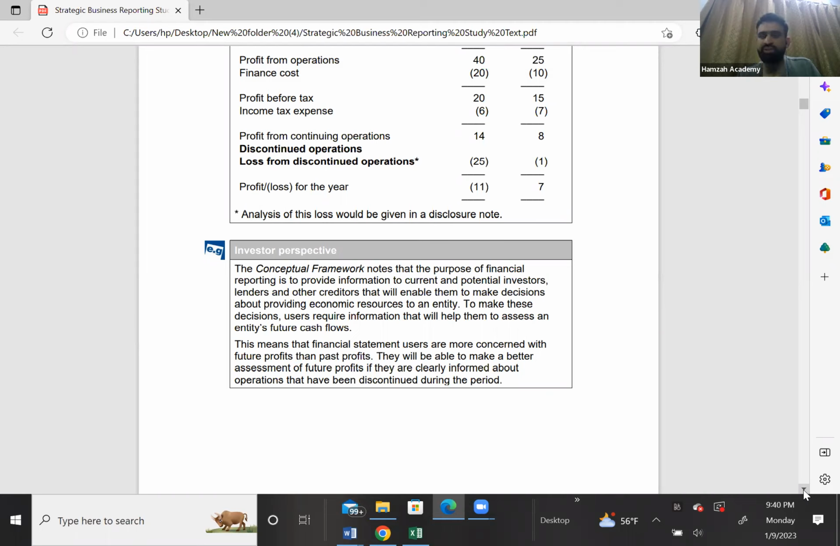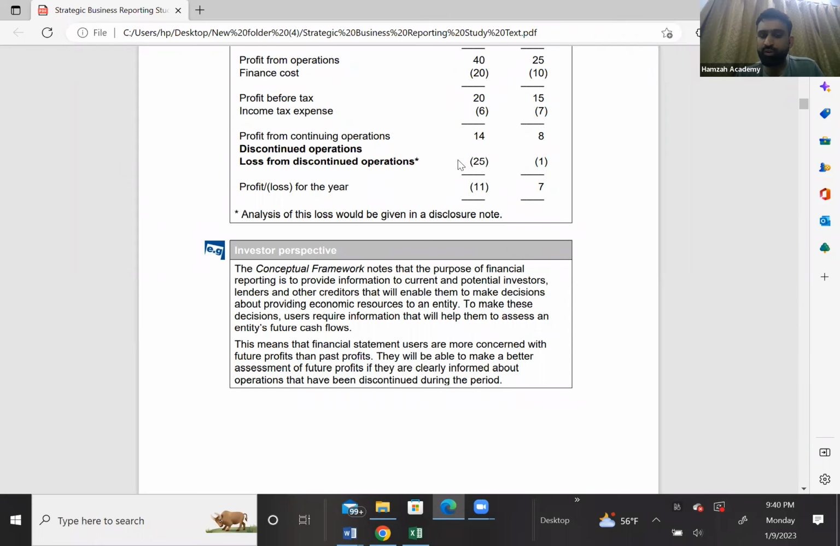So if I am an investor, if I do not present the discontinued operation results separately and I just show the 11 million loss, then how will the investor feel confident? Okay, this year we have a loss of 11 million, but next year the 25 loss would not be part of the financial statement. We will be in profits.